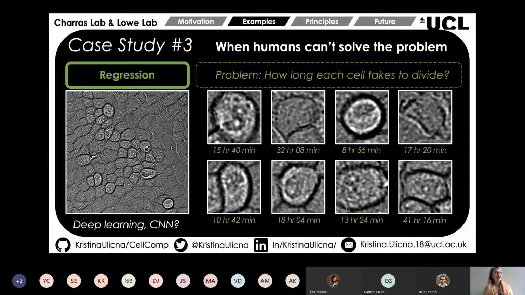The third case study, and I must say this is the one that is the most intriguing to me, and I find this really fascinating, is that deep learning sometimes helps us to solve problems that humans cannot solve. To illustrate that, I try to pick an example which represents one of the future objectives of what I want to do for the rest of my PhD, and I'll try to lead you through it. So here we're trying to answer a so-called regression task, and I'll explain what that means. On the left-hand side you see a transmission image, a bright field image of transmission microscopy, which captures growing cells.